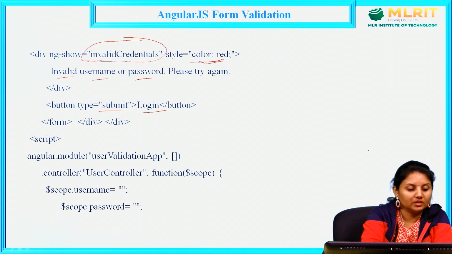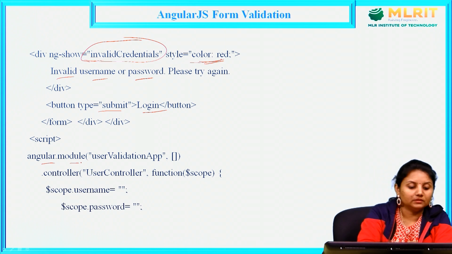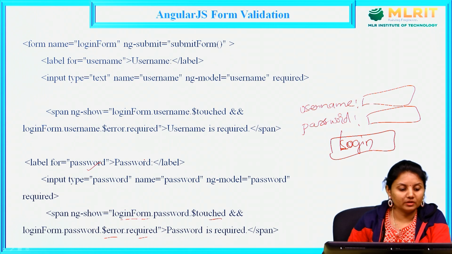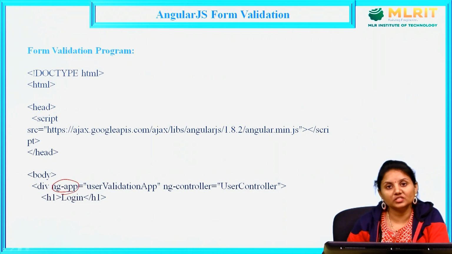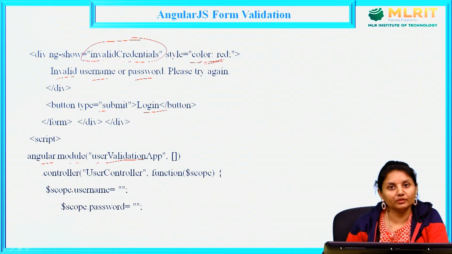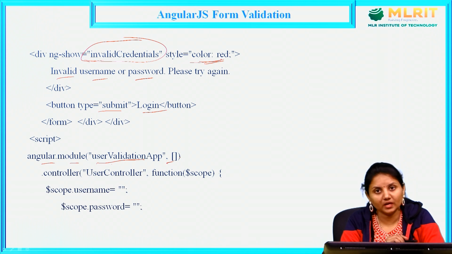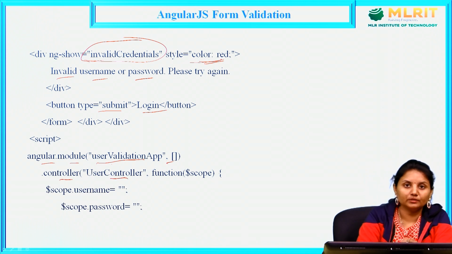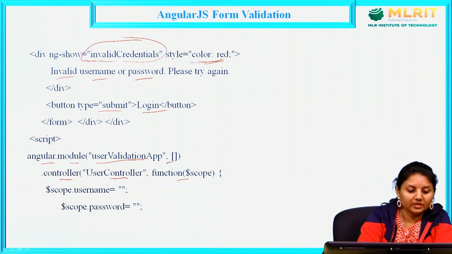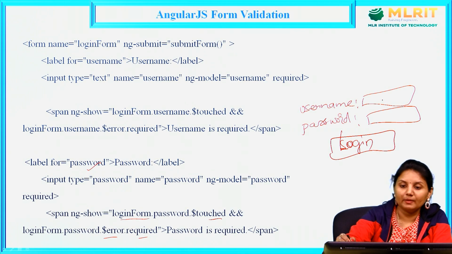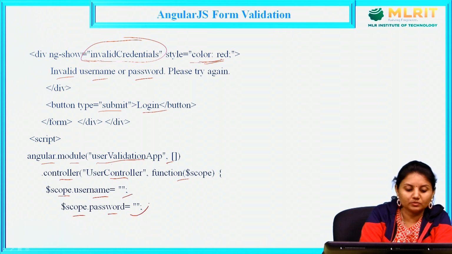Then here we are giving angular.module. angular.module is used to create a module with the userValidationApp. What is your userValidationApp here? We have given it for ng-app. The name of ng-app should be given for the module also. As this is a new module, we are giving an empty array. Then controller, userController, the name that we have given for ng-controller. Then function with $scope, $scope.username. Initially, this page will be empty, so we are giving $scope.username empty, and $scope.password also empty.